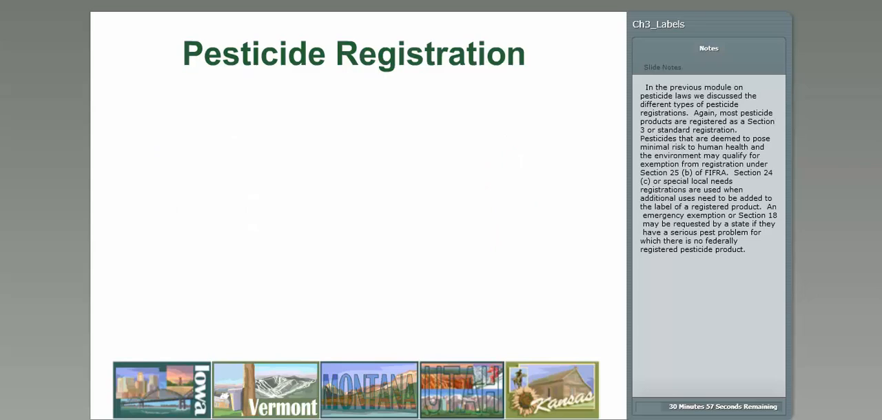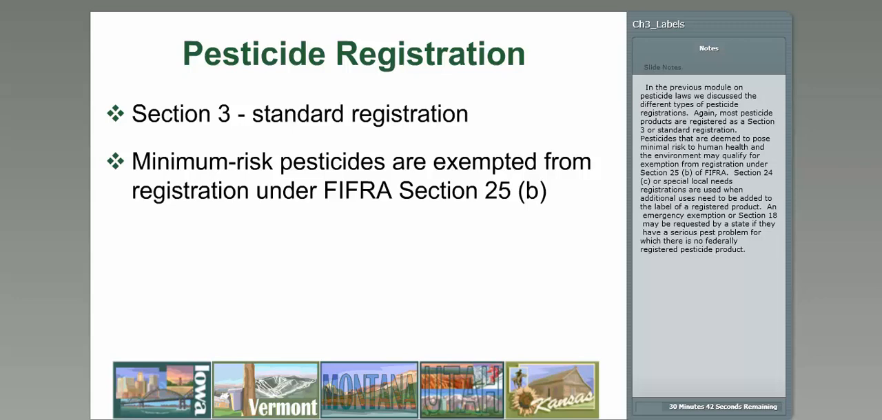In the previous module on pesticide laws, we discussed the different types of pesticide registrations. Again, most pesticide products are registered as a Section 3 or standard registration. Pesticides that are deemed to pose minimal risks to human health and the environment may qualify for exemption from registration under Section 25B of FIFRA.